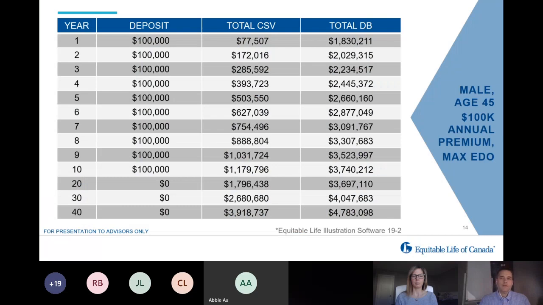What I've got here is a male, 45. I could have chosen different ages. It works fairly much the exact same, but I just chose one, and I randomly chose a deposit. Now, I will say I don't pitch tons on deposit.